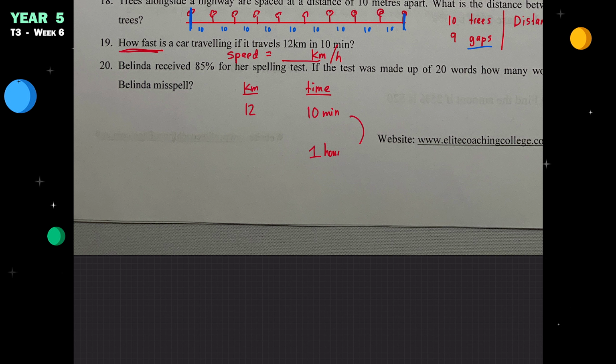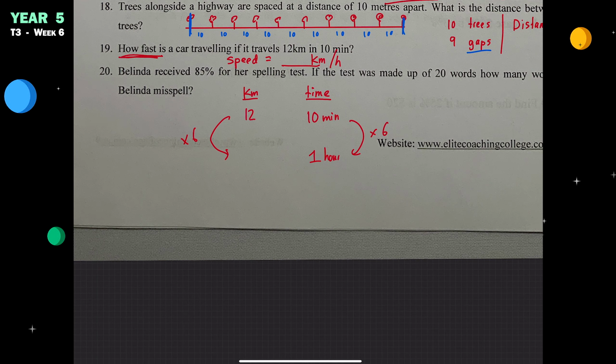How do we go from 10 minutes to 1 hour? We times it by 6, because there's 60 minutes in an hour, right? So if you times it by 6, you will get 1 hour. So what do you do to this one? Obviously, you times it by 6. 6 times 12 will be 72. So therefore, the answer is 72 kilometers an hour. Okay.